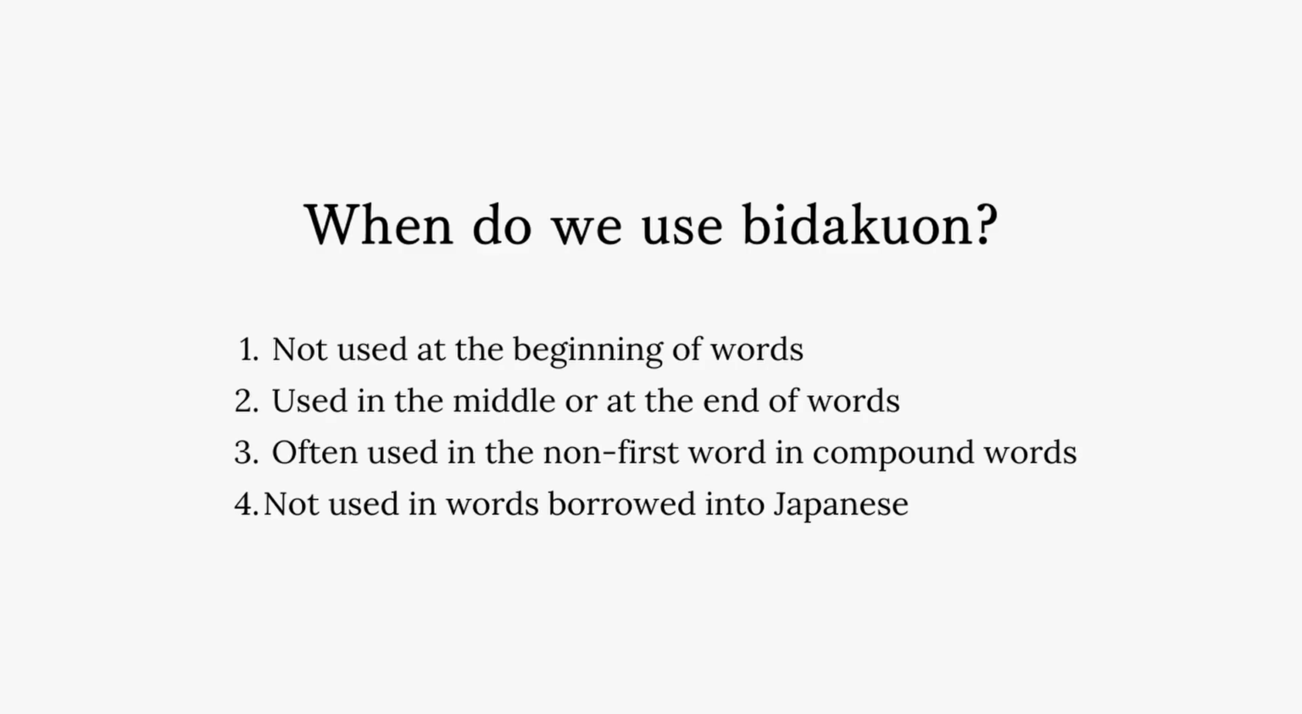So let's review the rules and guidelines for when to use the Bidakuon sounds nga-ngi-ngu-nge-ngo one more time. Number 1, don't use them when they're the first sound in the word, but 2, do use them when they're not the first sound in a word. 3, do use them when they're the first sound in a non-first word in a compound. 4, don't use them for words borrowed into Japanese. But don't forget that, as always, there are exceptions to these rules.